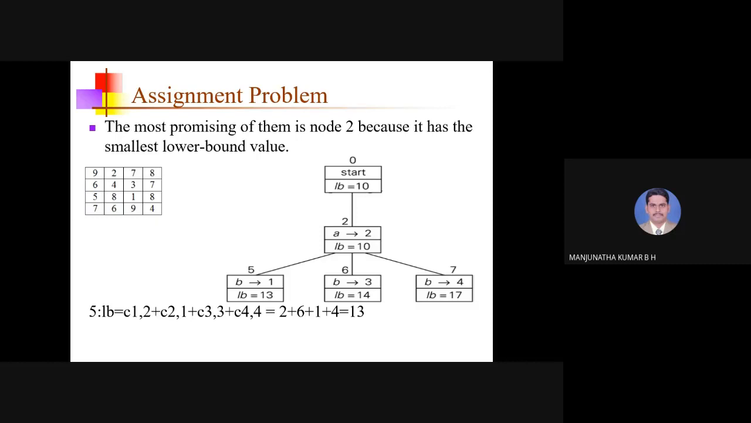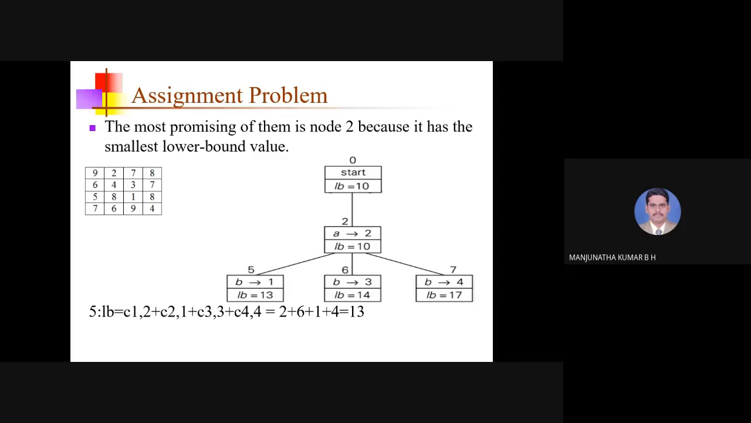Plus, now what is the second term? The second term is related with person B. Person B means second row. Observe the second row. In the second row, I am going to assign job 1 to person B. If I assign job 1 to person B, what is the cost? 6 now. So 2 plus 6 plus, for the remaining 2 persons, as usual, take the smallest number from the next 2 rows.